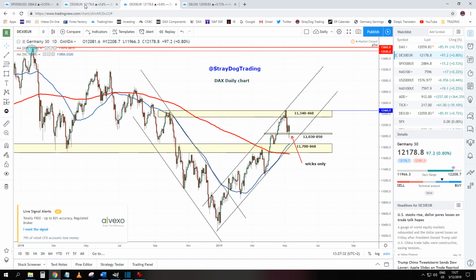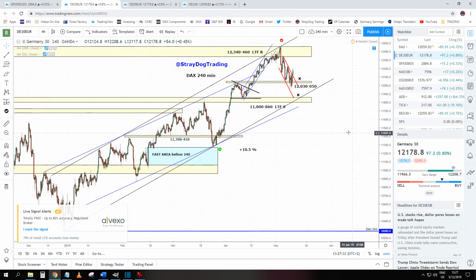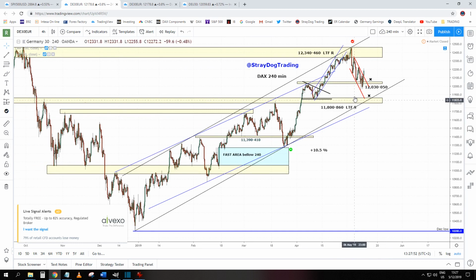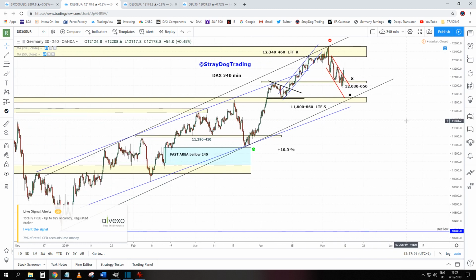DAX, as we can observe here, better maybe on the 4-hour chart. So from this green dot to this red dot, it made a 10.5% move, while S&P made like a 6.1% move. And also all of these patterns here that look like bull flags on the DAX and on US indices, DAX made its way above it.